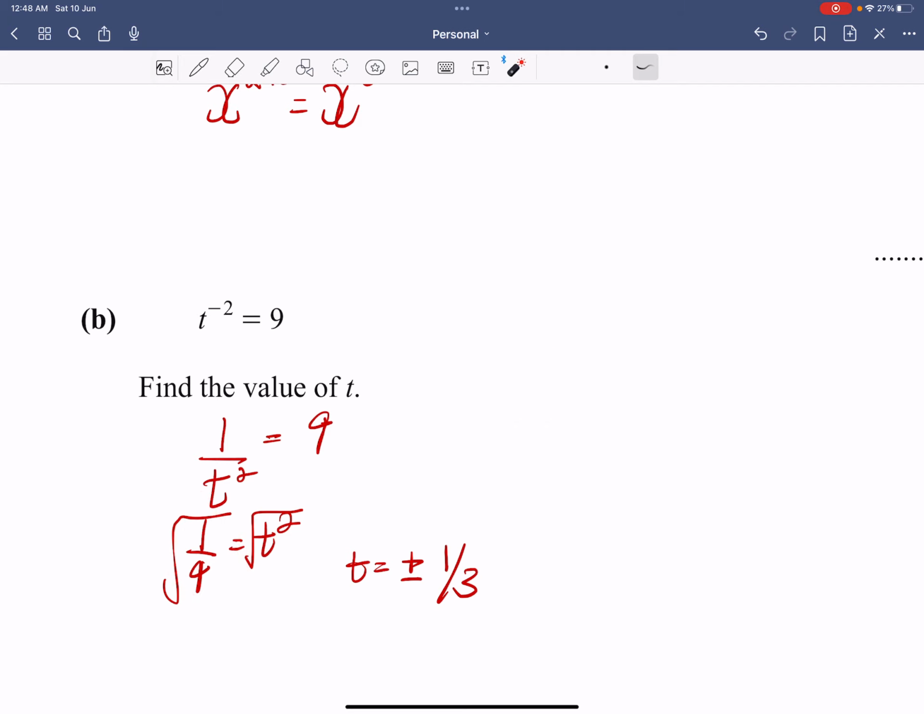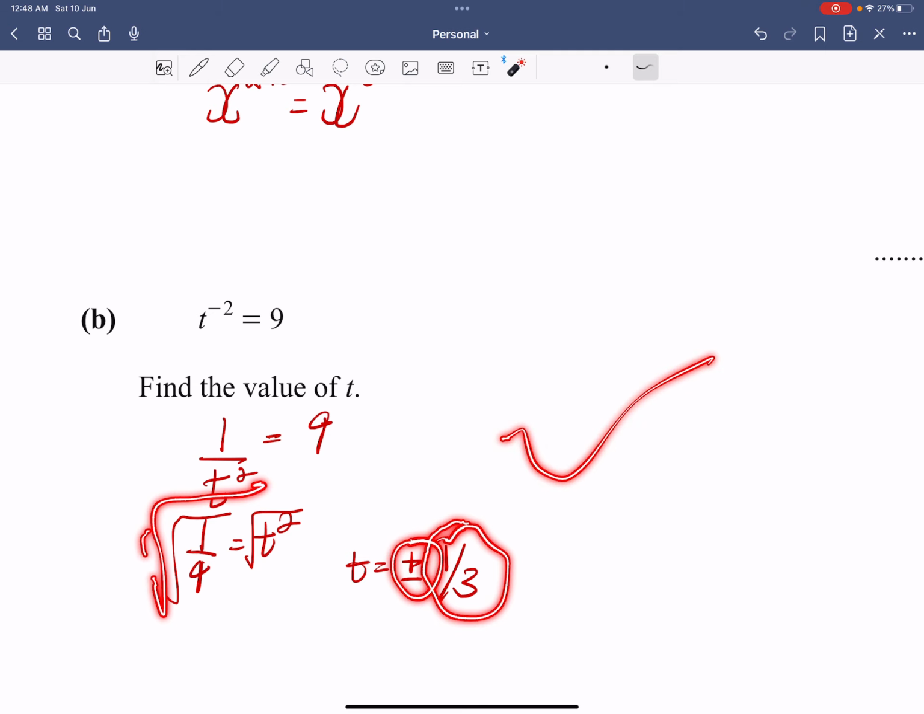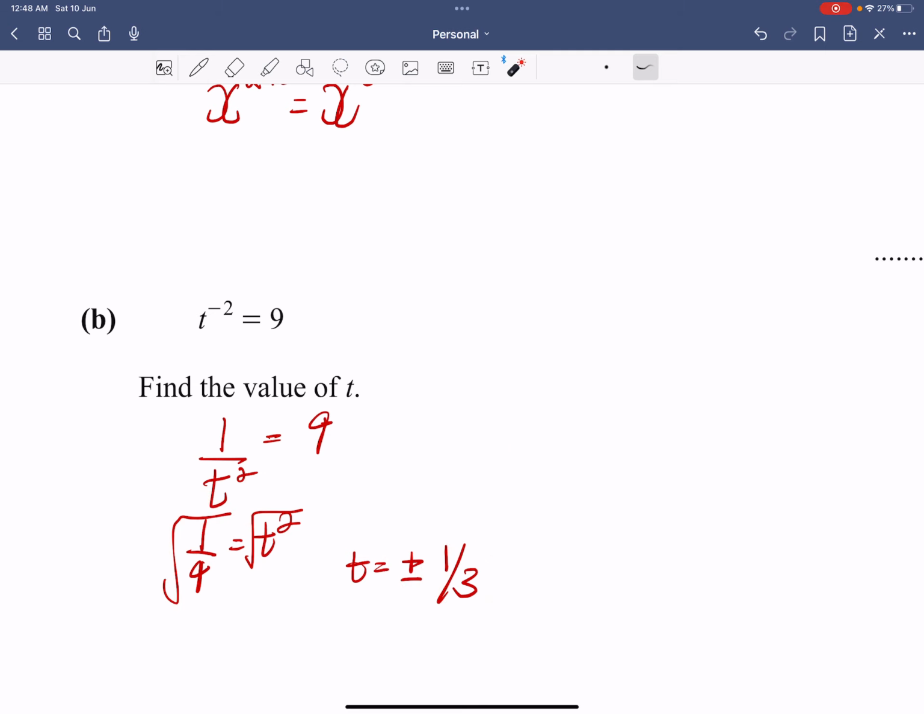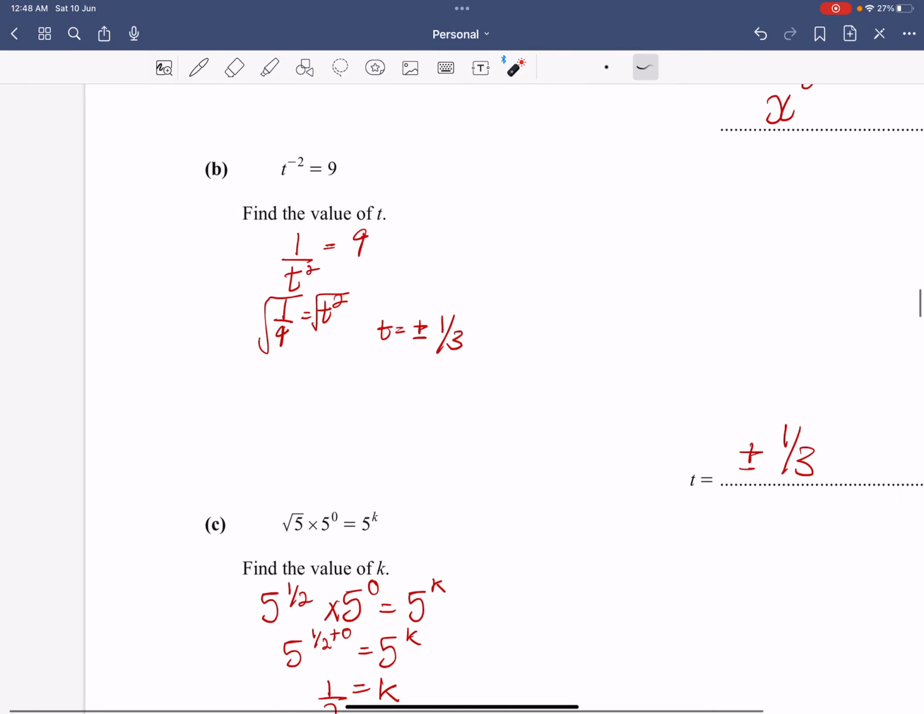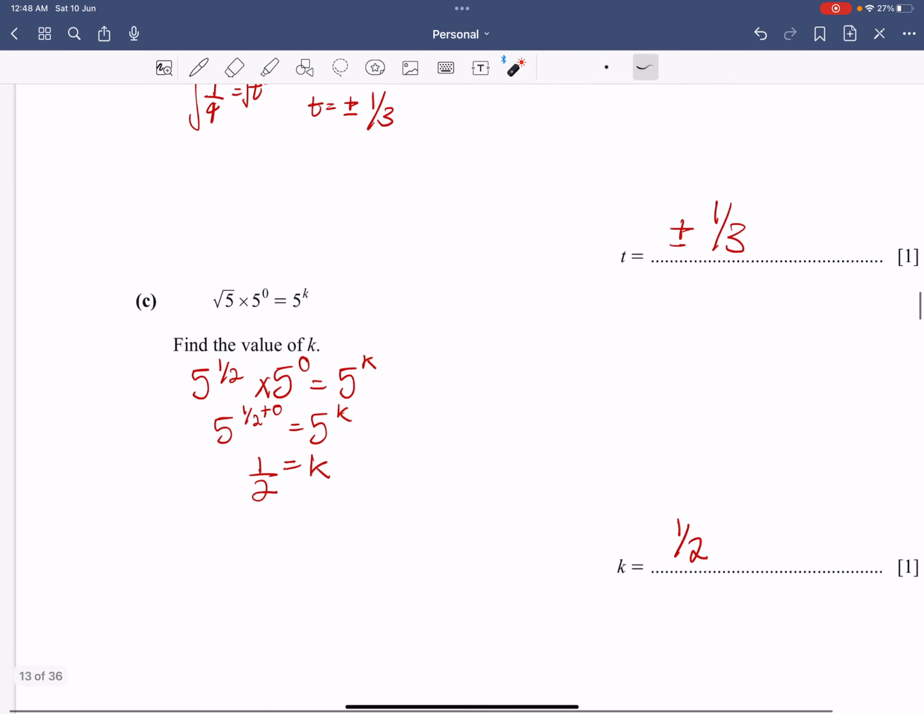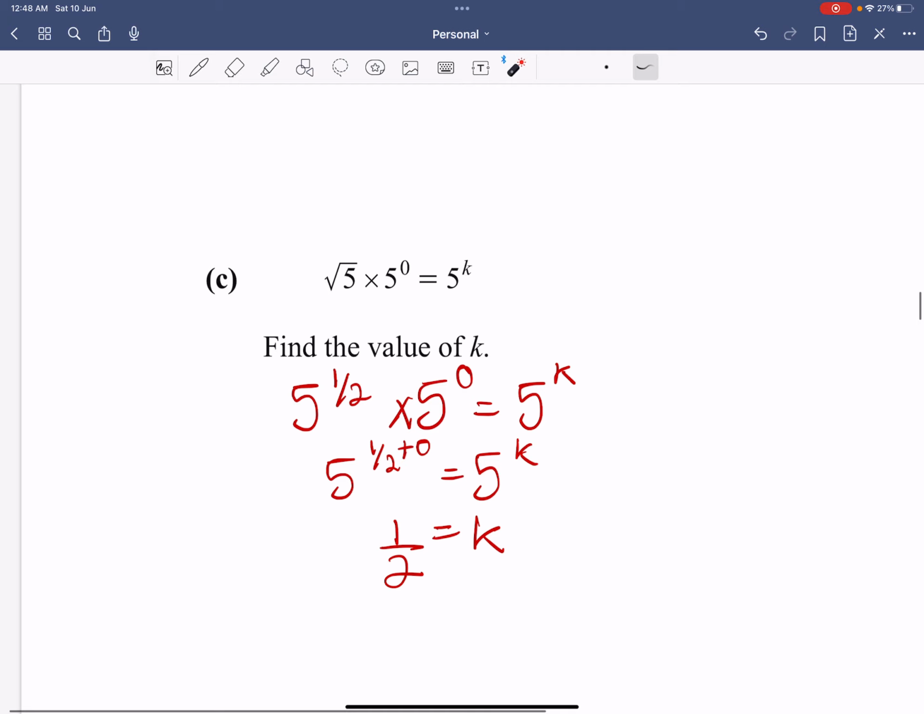No, not t is equal to 1 upon 9, t is equal to the square root of 1 upon 9. And the answer will be 1 upon 3. But you need to add plus minus, so plus minus 1 upon 3, because whenever a number is square rooted, always add plus minus. Please do not forget.